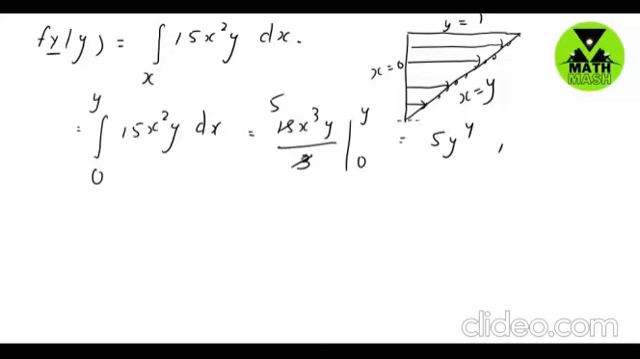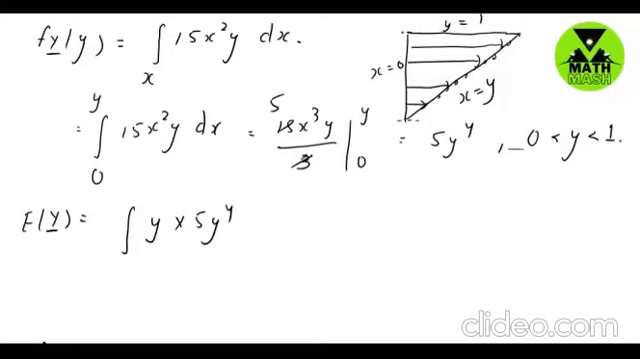Y is varying from 0 to 1. So f_Y(y) is 5/4 whenever y is between 0 and 1. Now the expected value of Y is nothing but an integral. We have to integrate with respect to y. The function here is y, times the marginal density of y, which is 5/4, integrated with respect to y. The values of y are from 0 to 1.